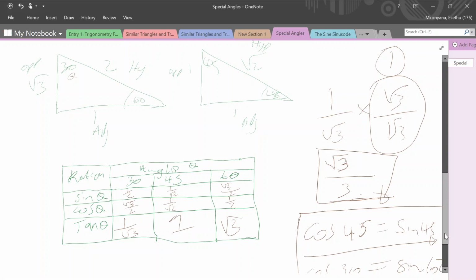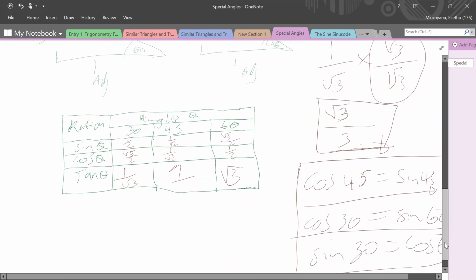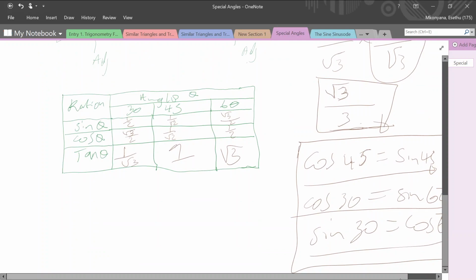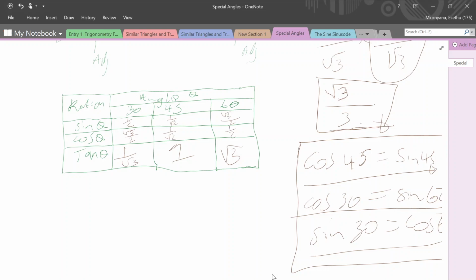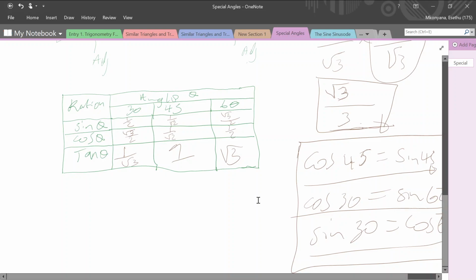90 and 0, I didn't include them on this table because the evaluations are quite different and you need some intuitive reasoning behind it. But I hope that from the video that we did, we got a very clear understanding as to how we get to the values of cosine of 0, or to all the trig ratios of 0 and 90. I hope you now have an understanding of what we've been doing.